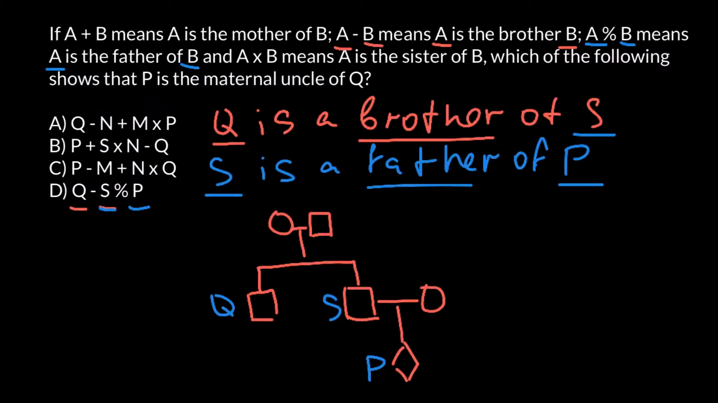Again, let's return to our question. Which of the following shows that P is maternal uncle of Q? P cannot be uncle of Q because P can be either niece or nephew of Q and not vice versa. Again, we are looking for when P is a maternal uncle of Q. And in our case, Q is maternal uncle of P. So the correct answer is answer C, and all the rest of the answers are wrong.